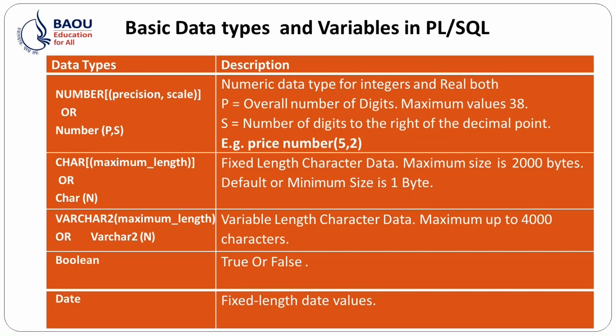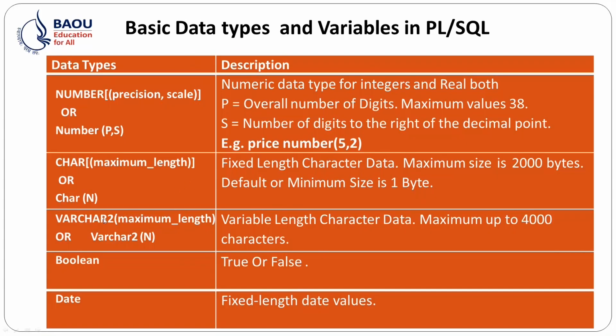Now the character data type. The syntax is CHAR with the length in brackets. We can use the character data type to store fixed length character data. It takes an optional parameter that specifies the maximum length up to 2000 bytes. If we do not specify the maximum length, the default size is 1 byte. It is fixed length, so it wastes memory.